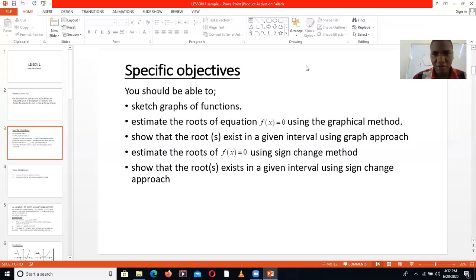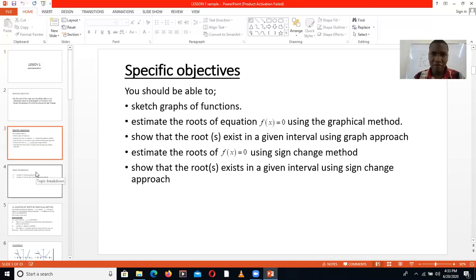Then show that the root exists in a given interval. Yes, my function crosses the x-axis at this point. Maybe we have 1 here, we have 2 here. I may not be interested in the root itself, but the interval in which it lies. In this case, the root of this function f of x lies in the interval 1 and 2. So that's the other thing that I can ask you that we're going to look at in this topic. Then also estimate the root of a function f of x using sign change. We shall look at that in detail later on. Show that the root exists in a given interval using sign change. We shall also look at that in detail.